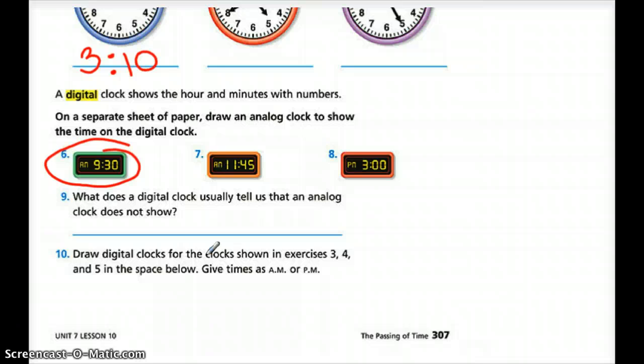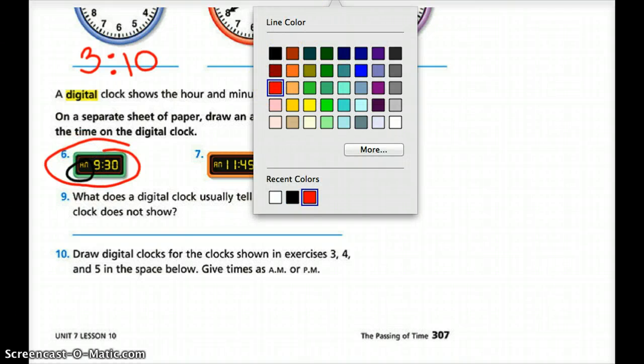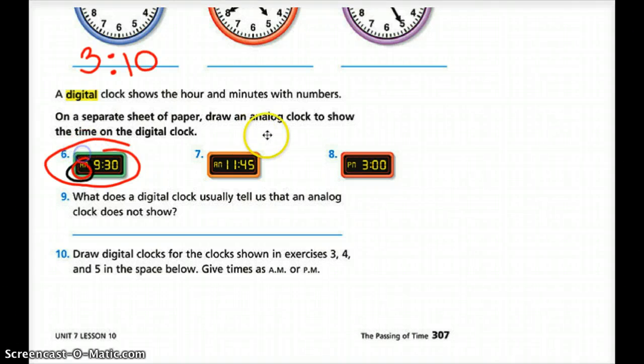All right. Number 9 says, what does a digital clock usually tell us that an analog clock does not? Well, if you look at these clocks, these clocks show our AMs and our PMs.